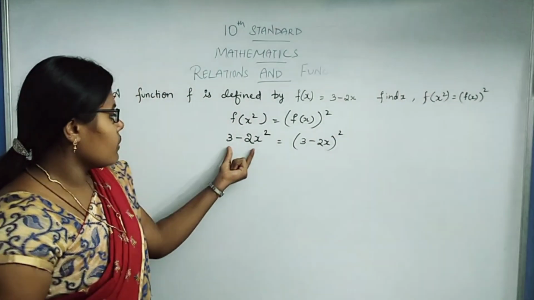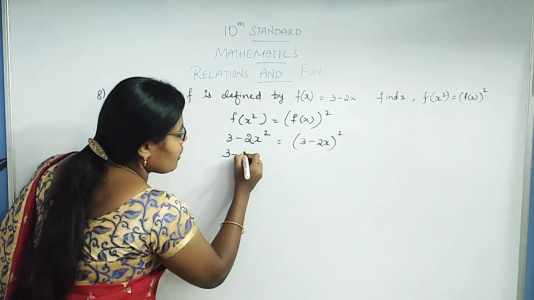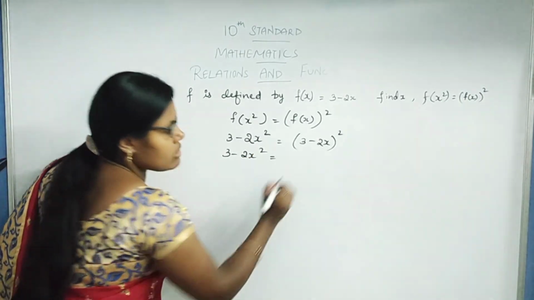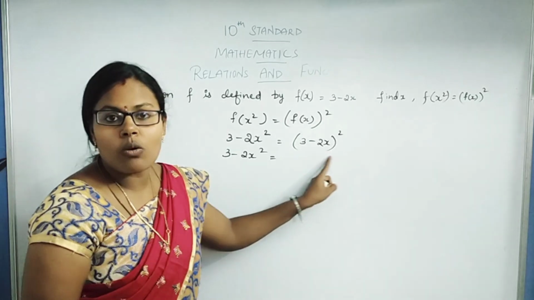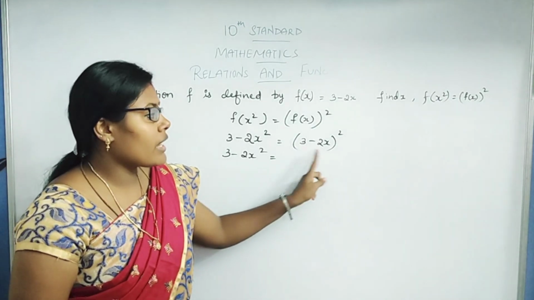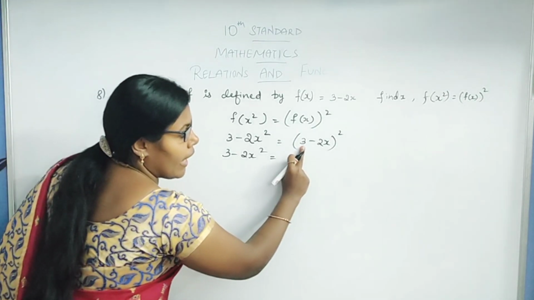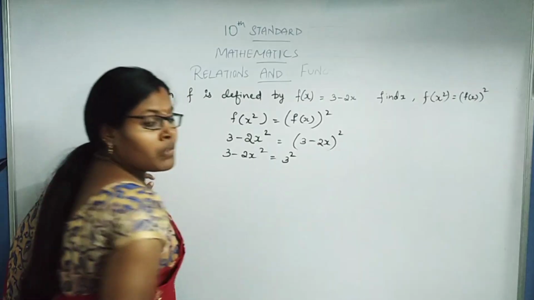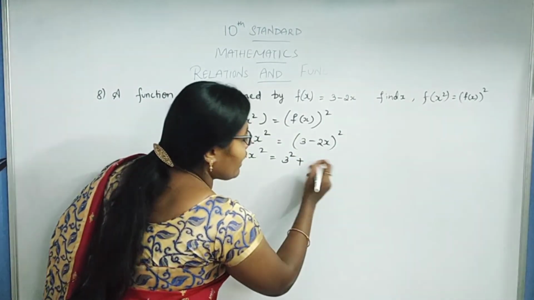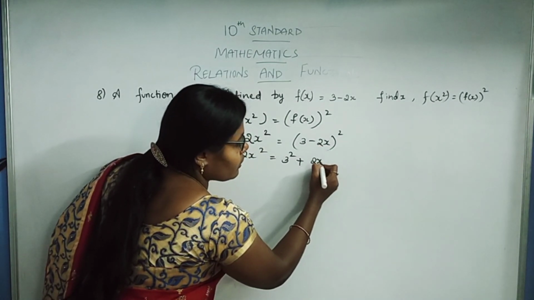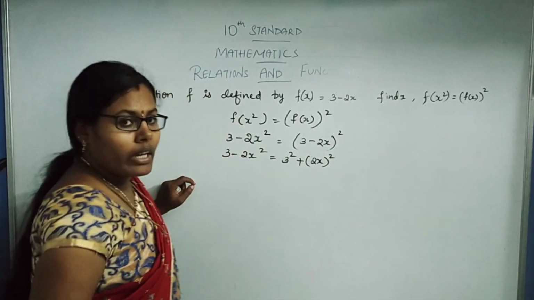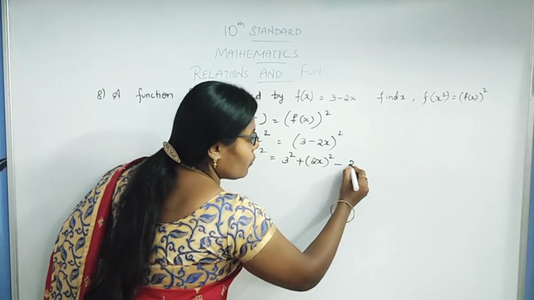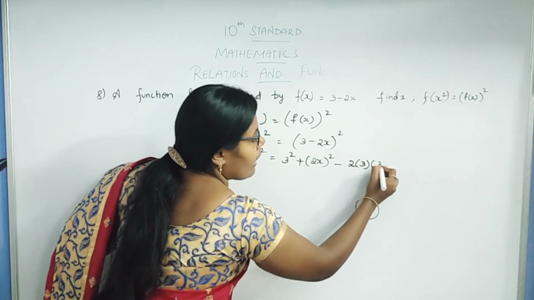Okay, so now you just write this here, 3 minus 2x square is equal to, this is a minus b whole square. Just now we saw a minus b whole square, this is our a and this is our b. So a square, 3 square, plus b square, so this is our b, 2x to the whole square. Okay, then minus 2ab.